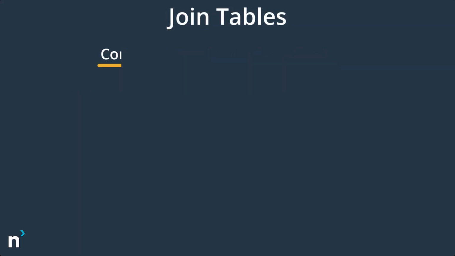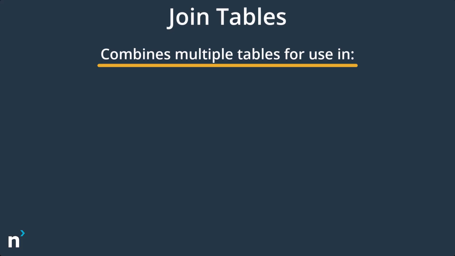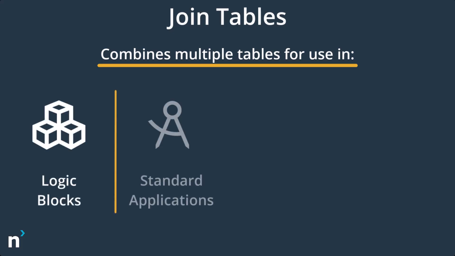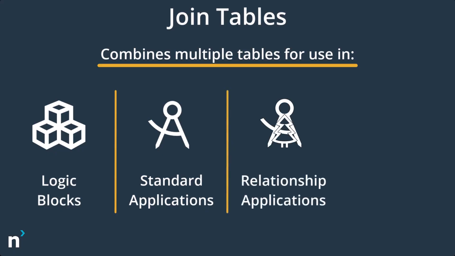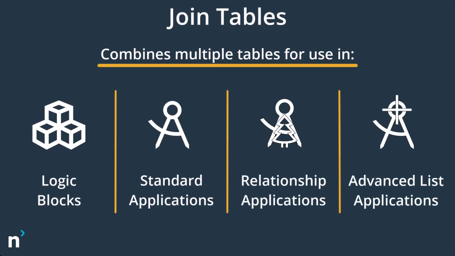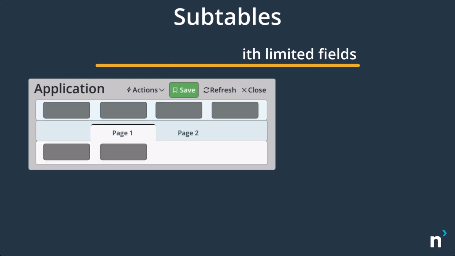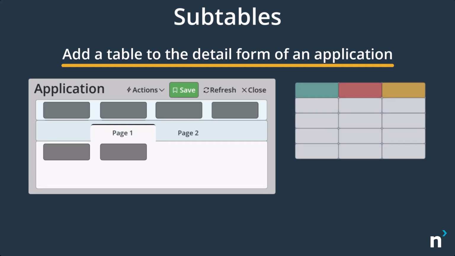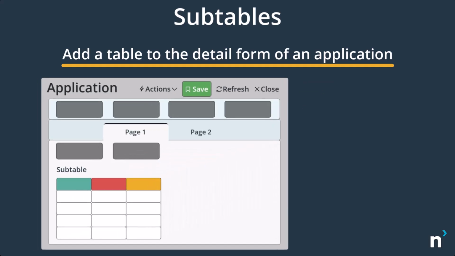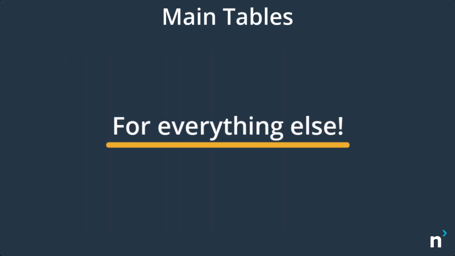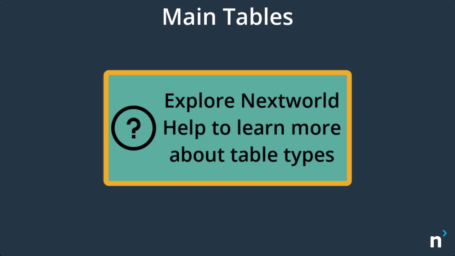Use join tables to create a view that joins one or more tables for use in logic blocks, standard applications, relationship applications, or advanced list applications. Use subtables if you want a nested table with limited fields or information within your application's user interface. This allows you to add a different table to the detail form of your application. Use main tables for everything else. Refer to NextWorld Help to learn more about the different table types and their uses.